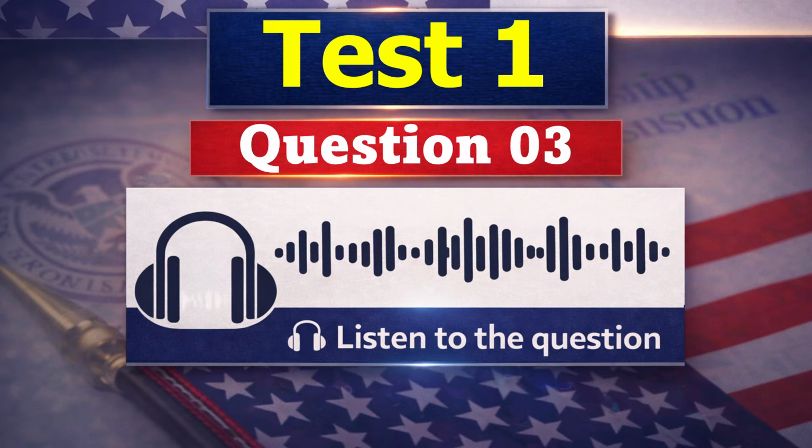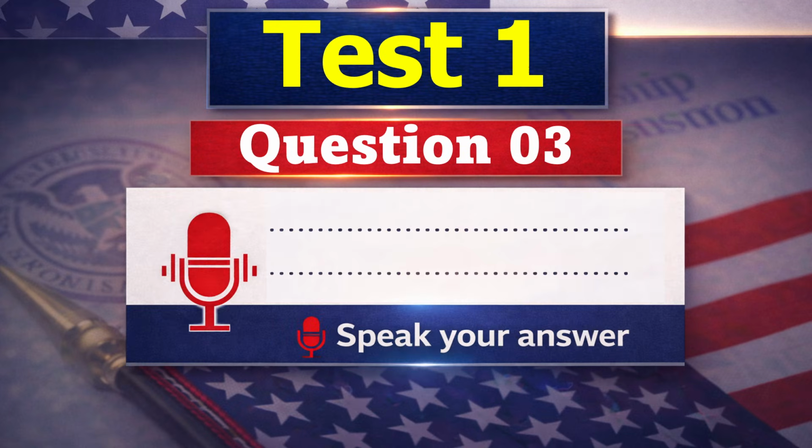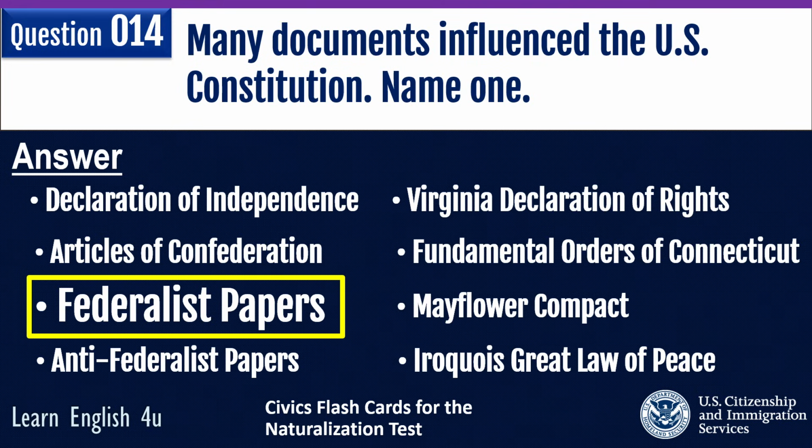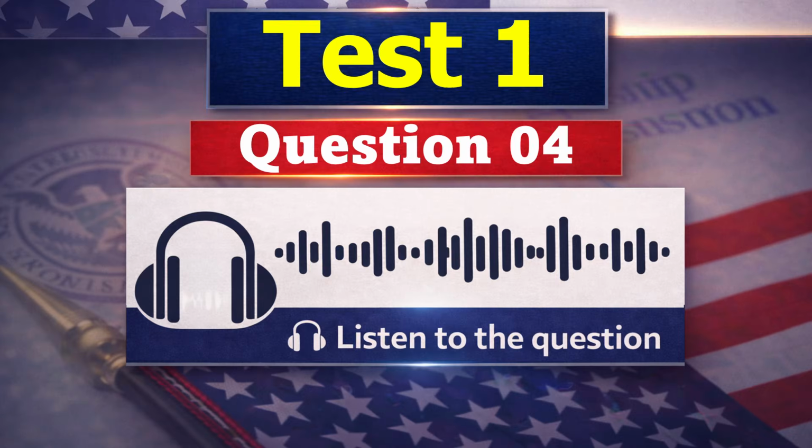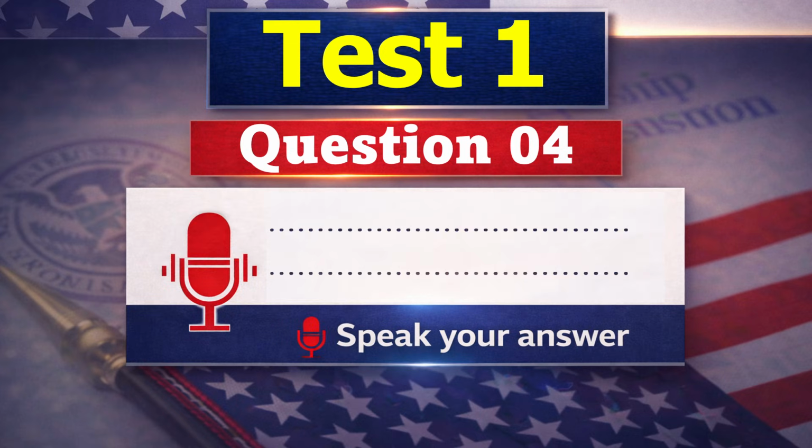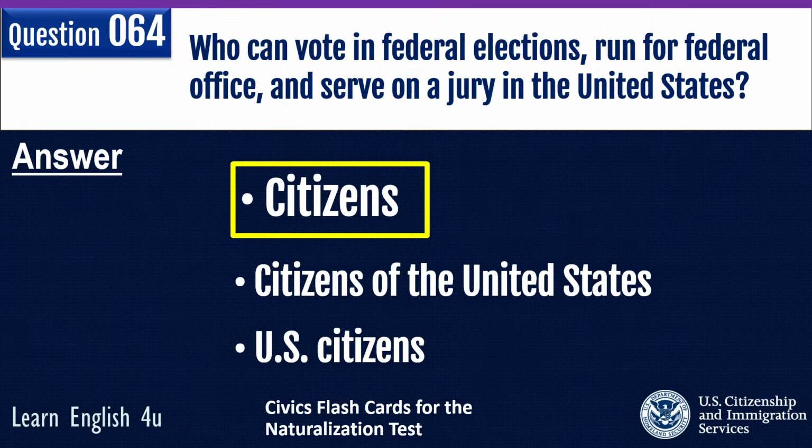Many documents influenced the U.S. Constitution. Name one. Federalist Papers. Who can vote in federal elections, run for federal office, and serve on a jury in the United States? Citizens.